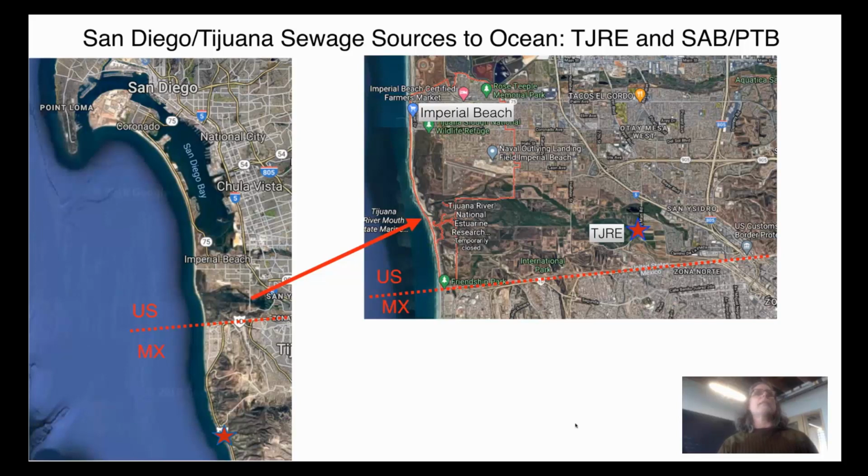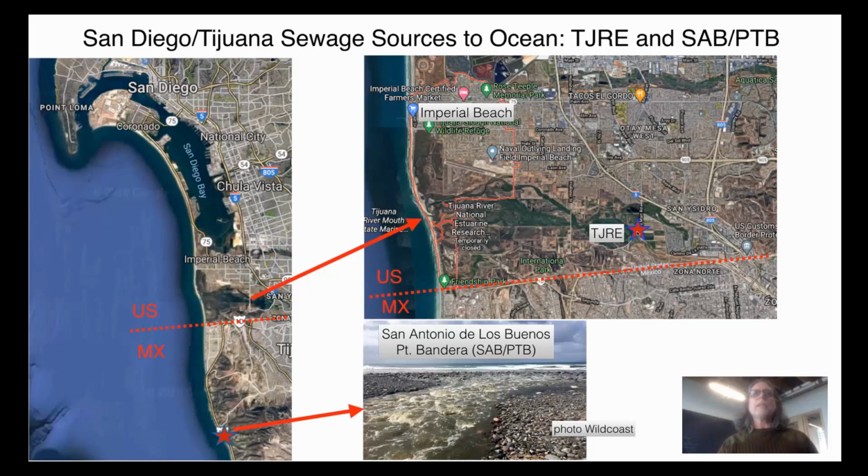There are two gigantic sources of sewage that get to the ocean. One is the Tijuana River Estuary, or the TJRE. This is the entire region. This is the U.S.-Mexico border. The city of Imperial Beach is located here. Playas de Tijuana is located here. And this is the Tijuana River Estuary, and the Tijuana River enters the estuary approximately where the star is located. The other source is Punta Bandera, where the San Antonio de los Buenos outfall dumps 35 million gallons a day of raw sewage right onto the beach.